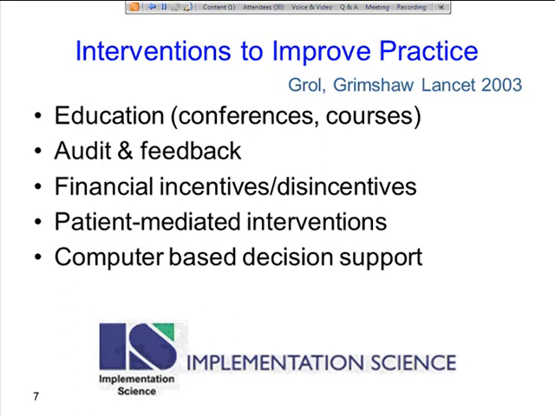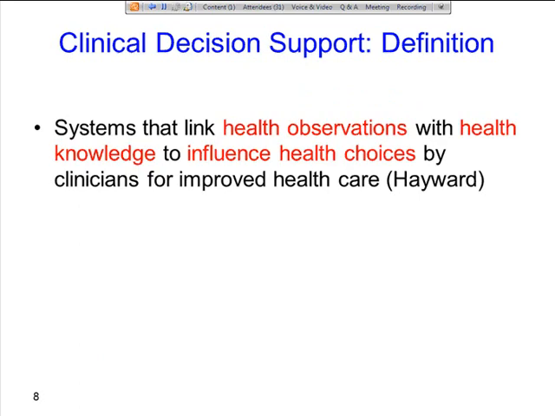1% may not do it, 2% may not do it, and we're seeing more and more pay-for-performance studies. There was one just reported this week where they have demonstrated that changes in behavior were not forthcoming with the level of financial incentives that were offered. Patient-mediated interventions, quit talking to the care deliverer and talk to the care receiver, have been demonstrated in many cases to be effective, as has computer-based decision support, which is what we're going to focus on today.